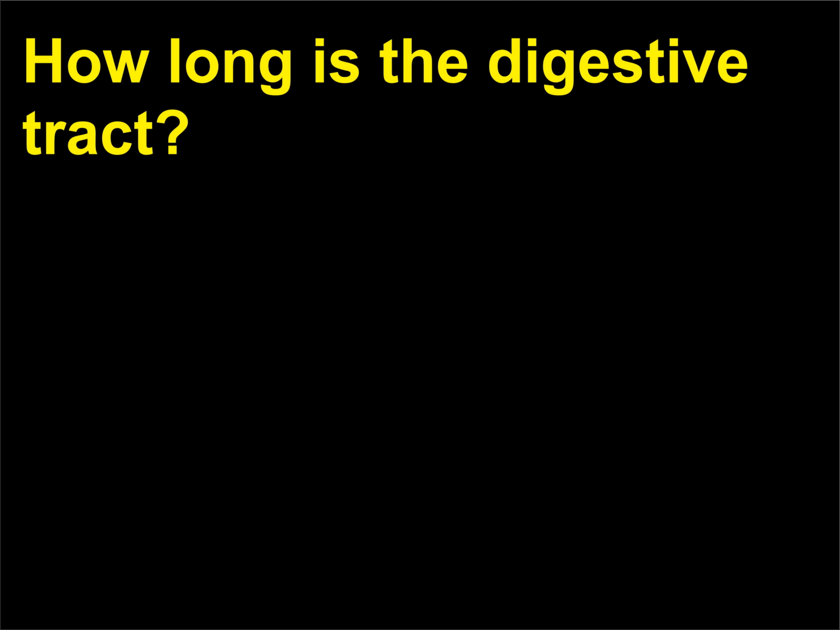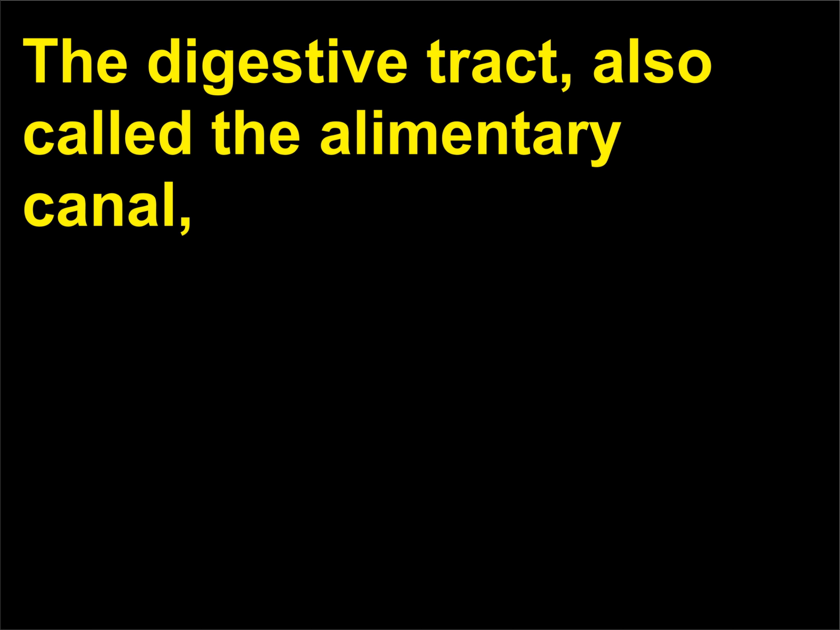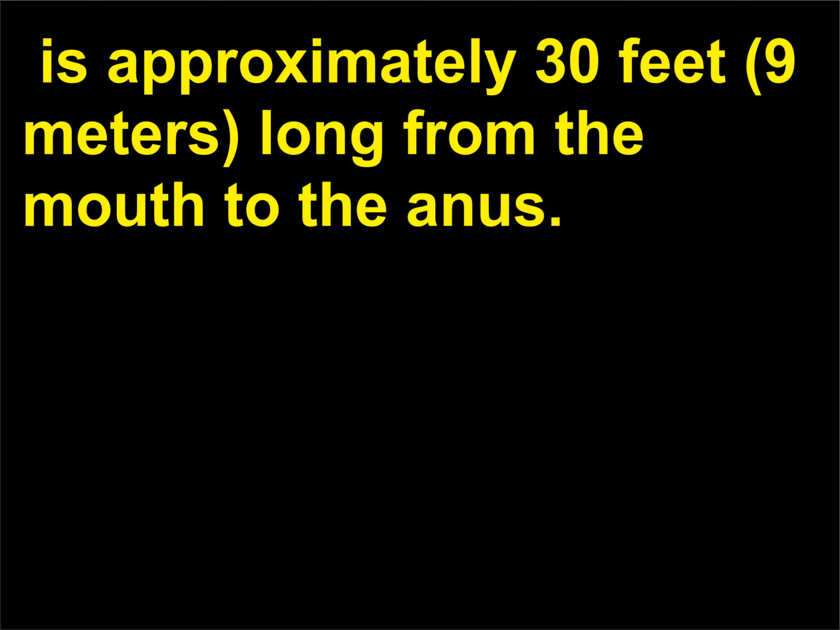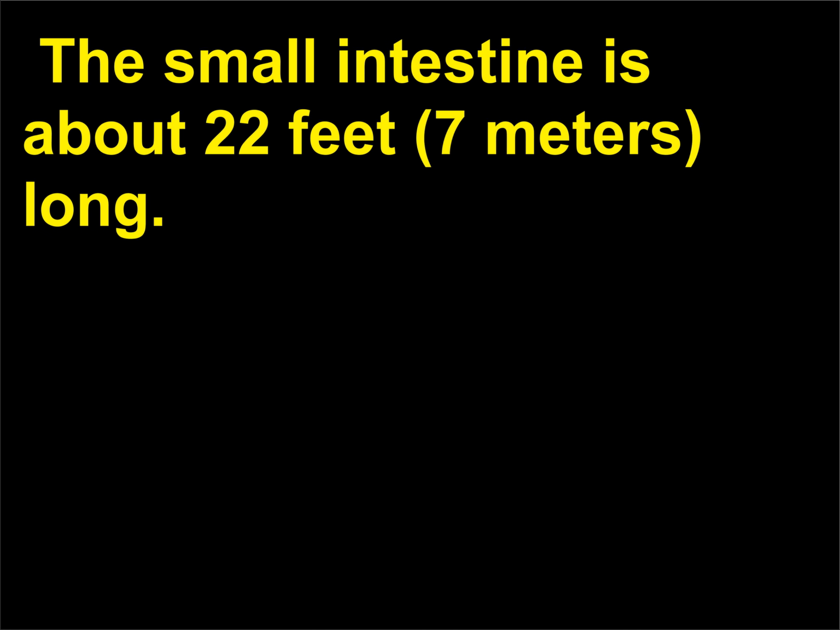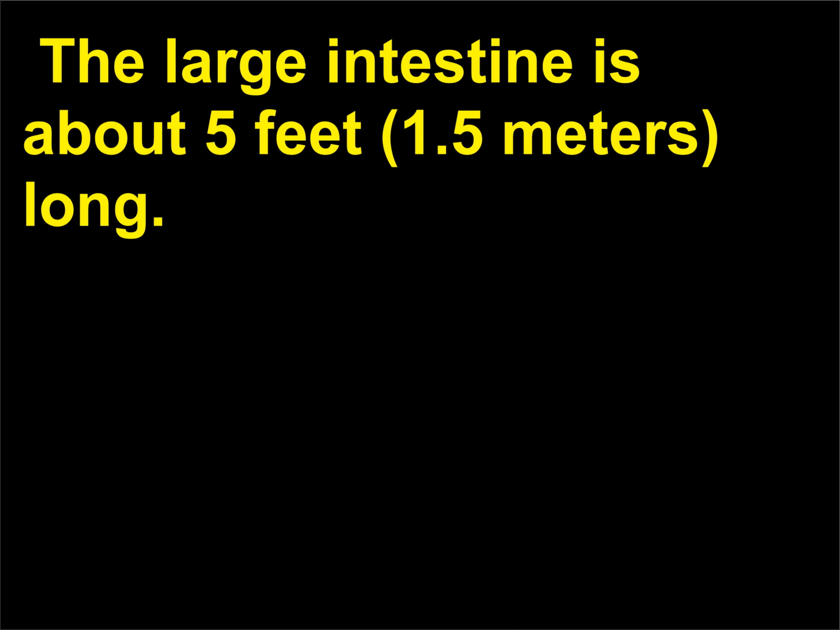How long is the digestive tract? The digestive tract, also called the alimentary canal, is approximately 30 feet (9 meters) long from the mouth to the anus. The small intestine is about 22 feet (7 meters) long. The large intestine is about 5 feet (1.5 meters) long.